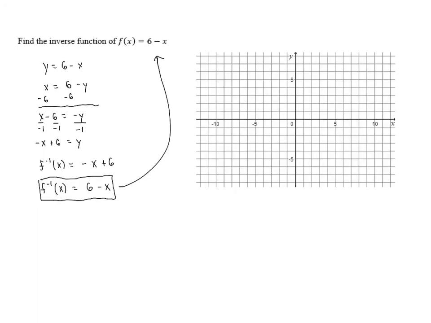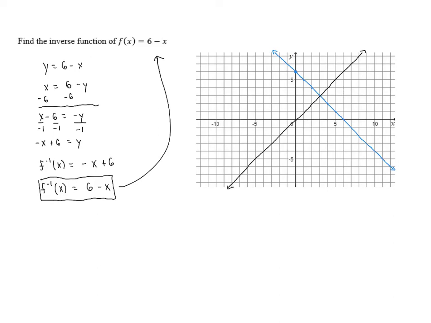We know the graph of y equals 6 minus x is a line that has y-intercept 6 and slope -1. So the line is going to go through these points, and it's going to look rather like this. And we know that if we want to look at the graph of a function's inverse, we need to take the graph of the original function and reflect it about the line y equals x, which I'm drawing right now.